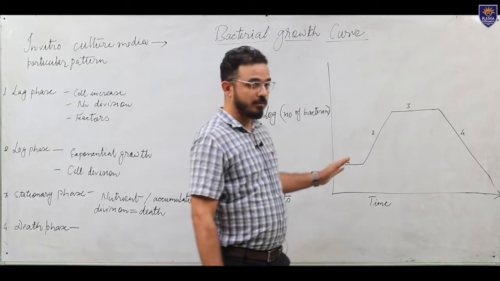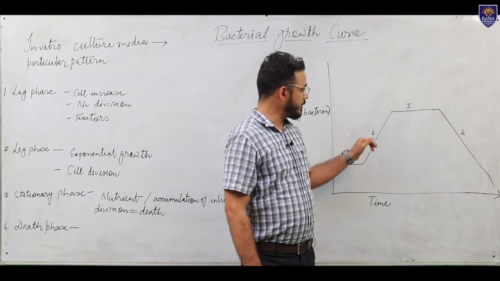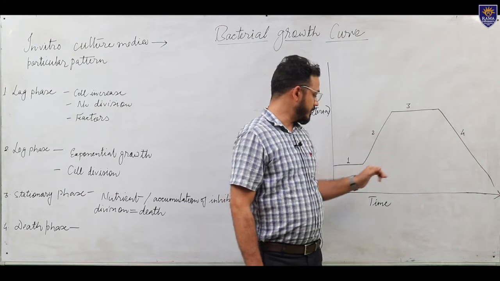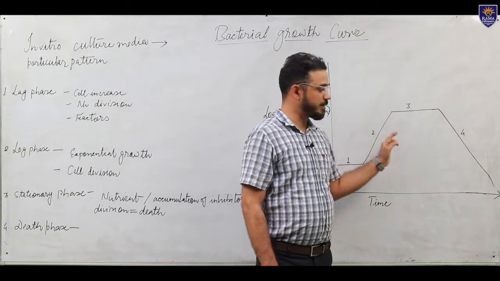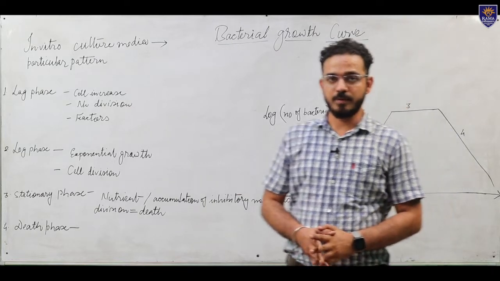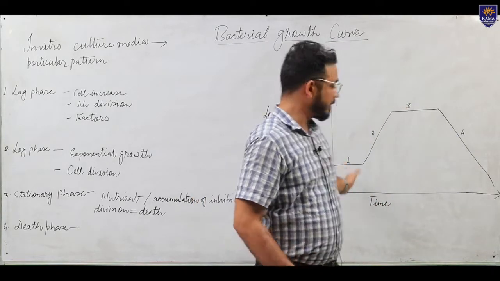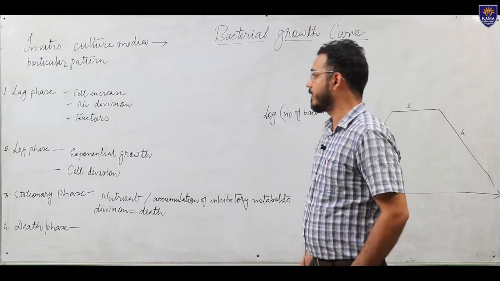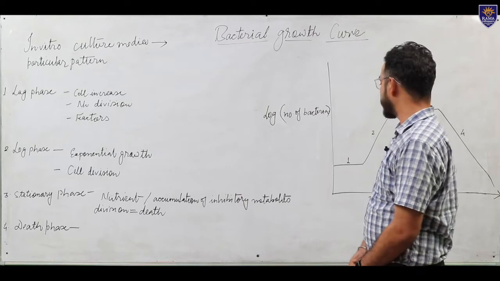There are 4 phases in this growth curve, which I have denoted 1, 2, 3 and 4. You can see them here: 1, 2, 3, 4. These 4 phases exhibit the particular pattern of bacterial population growth and multiplication. Phase number 1 is called the lag phase. What happens in the lag phase?